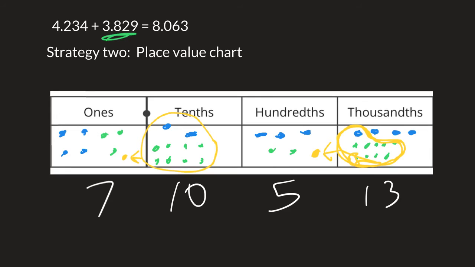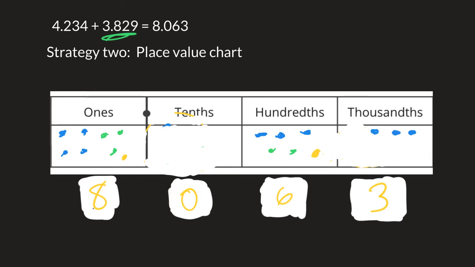So our final tally will look like this. If you take a look here, you can see that it is 8,063 thousandths, or 8 decimal, right here, 063. Sorry, I ran into some technical difficulties. I'm running out of budget on here, so we have these weird little dots here. But you get the picture for strategy number 2, using a place value chart to add decimals.